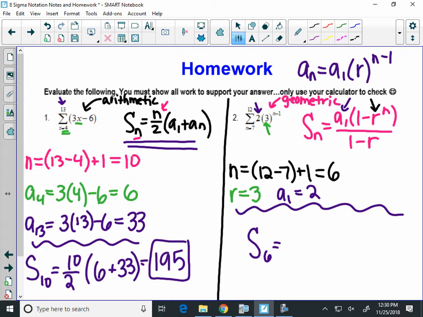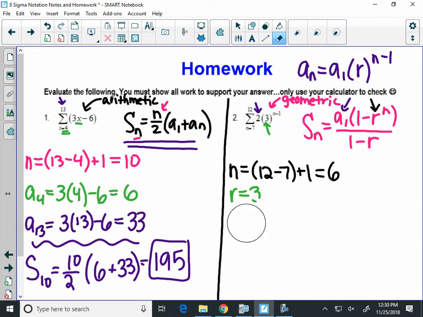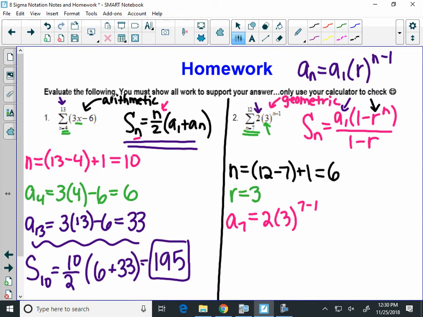Oh, I lied. Oops, I'm so sorry. We're not starting with 1 this time. Let's go back here. Our a sub 1 for this is the first term that we're adding up, not the first term of the sequence. And we are starting with n equals 7. So you actually need to find the 7th term, a sub 7. I'm so sorry about that. So we're going to put 7 in for n. 2 times 3 to the 7 minus 1 power. And when we type that in, we get 1,458.